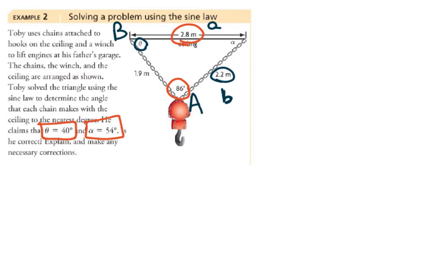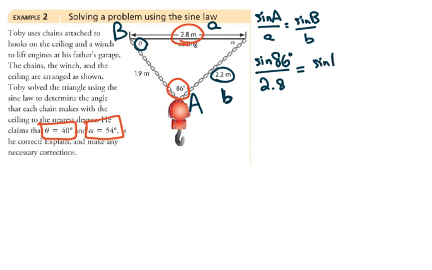And again, since we're finding an angle, I'm going to set up the sine law this way. And just like with the last example, I'll explain why I'm doing it this way in a minute. Filling in what we know, angle A is 86 degrees, so we have sine of 86 over side A, 2.8 meters, equals sine of, we don't know angle B, even though Toby says it's 40, we don't know if he's right, over 2.2.